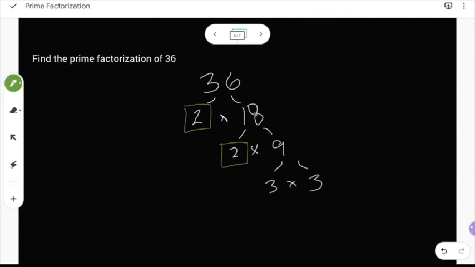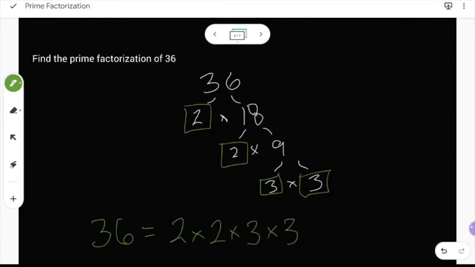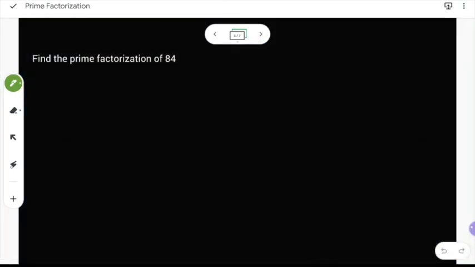And those guys are both prime numbers, so they get a box around them as well. And so I could write 36 in its prime factorization as 2 times 2 times 3 times 3. I just write out all the numbers that are in one of those green boxes. And again, you could have a prime factorization that looks totally different than mine, and that's okay.